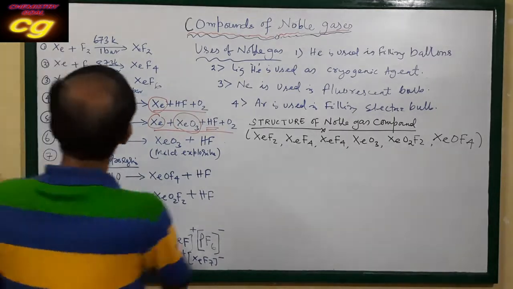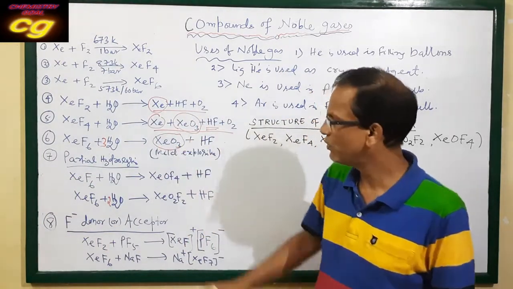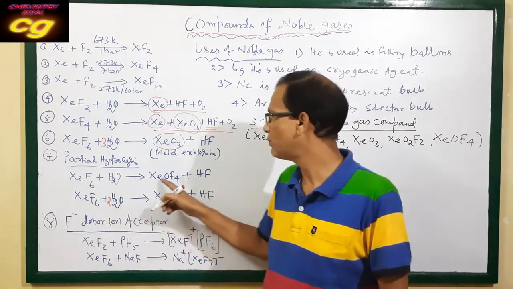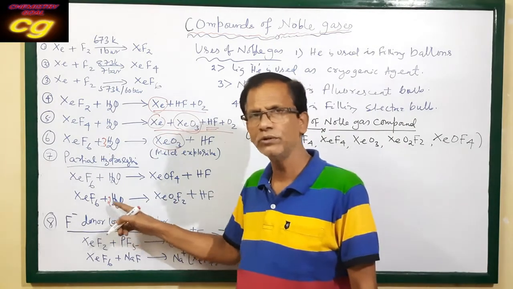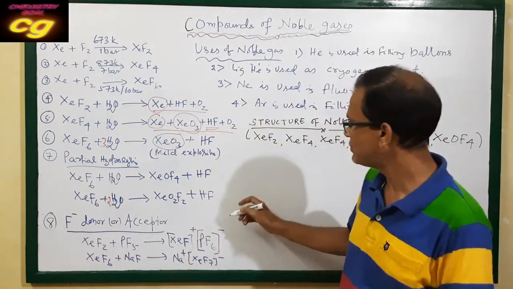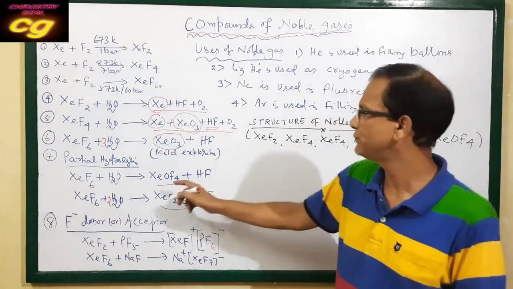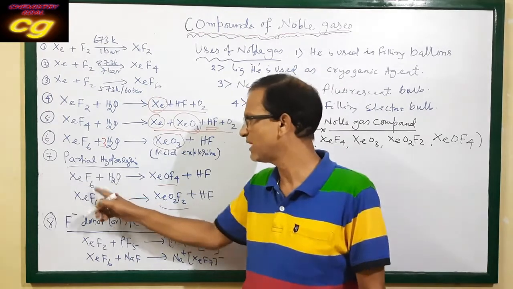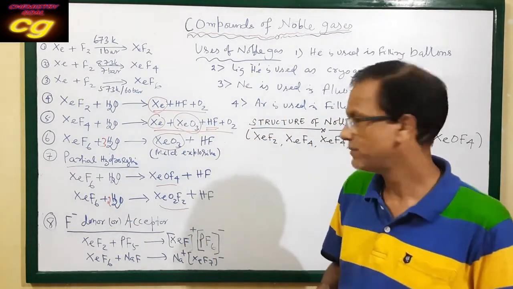When it takes three water molecules, the product is xenon trioxide. But when it takes one water molecule, it produces xenon oxytetrafluoride. When it takes two water molecules, it will produce xenon dioxydifluoride. So you see the difference in the products of hydrolysis of xenon hexafluoride with different numbers of water molecules, partial hydrolysis.